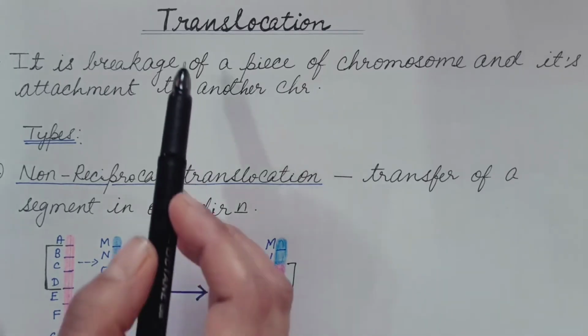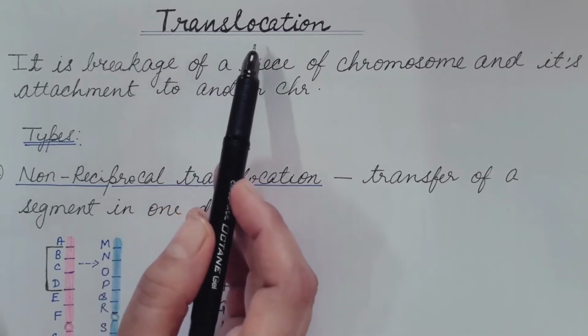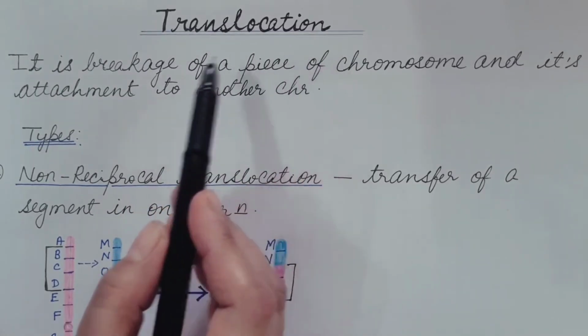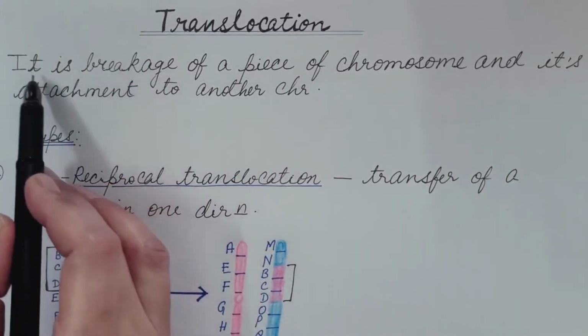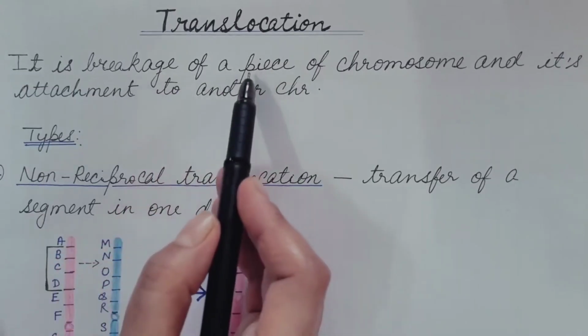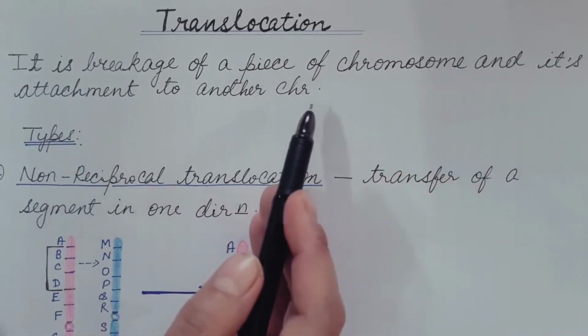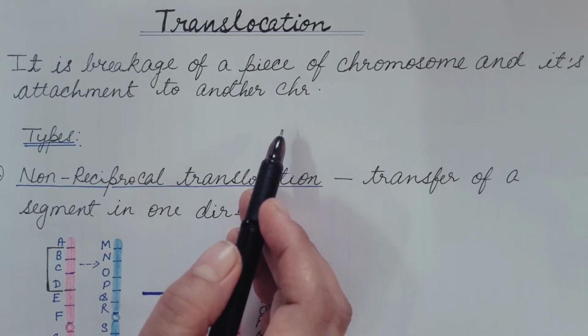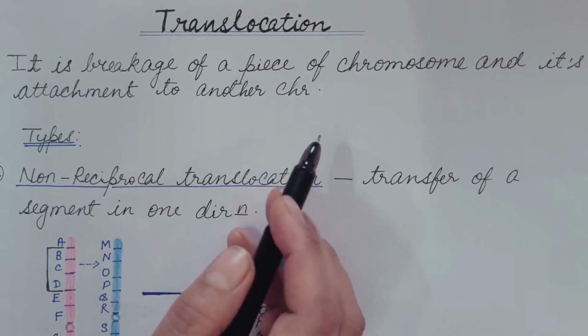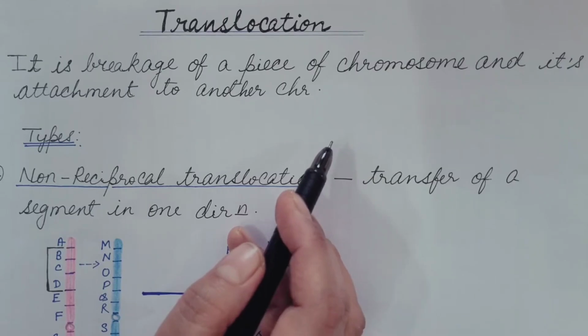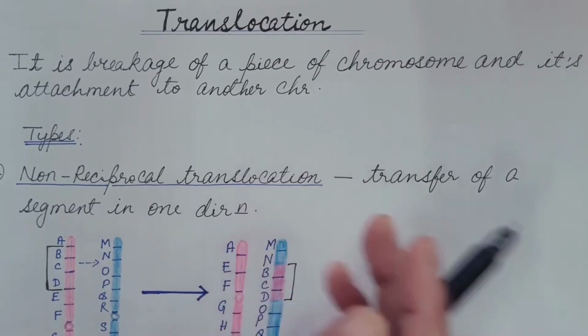We are going to discuss the 4th type of chromosomal aberration, that is translocation. What is translocation? It is the breakage of a piece of chromosome and its attachment to another chromosome. From one chromosome, a segment or piece of chromosome breaks and then it attaches to another chromosome. This is known as translocation.